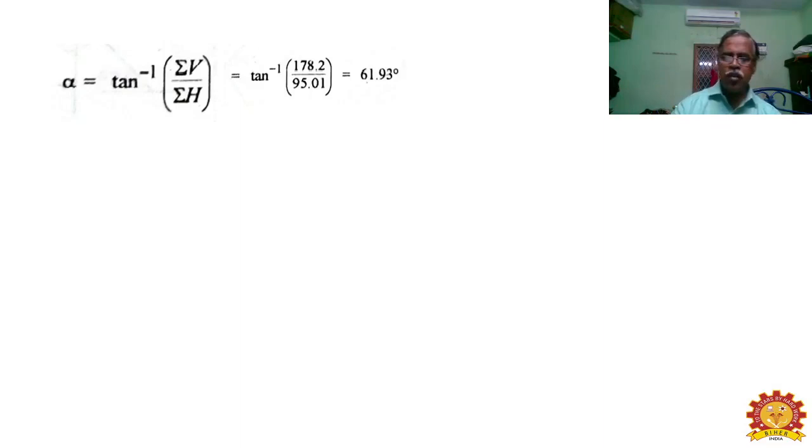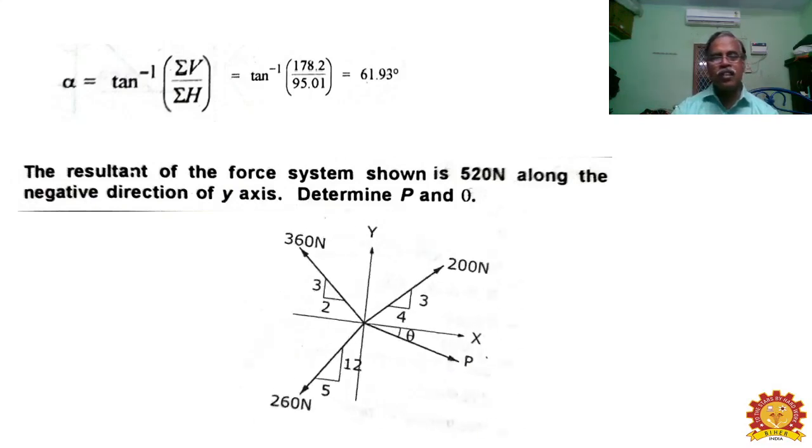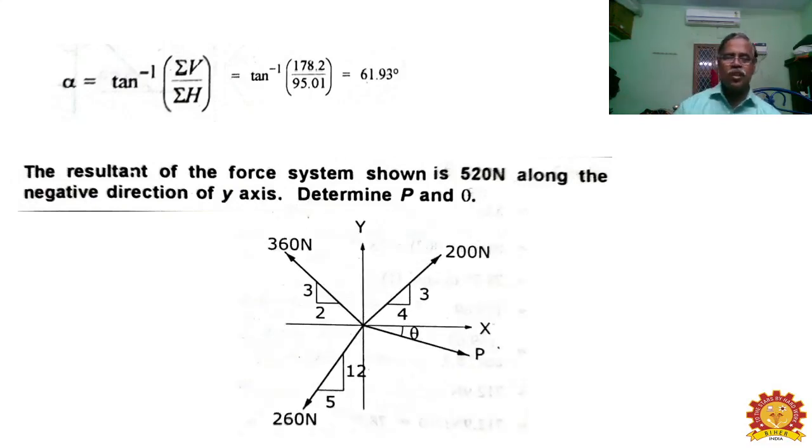Okay. Now let us go to a similar problem like what you have done now. Let us take an example. The resultant force of the system as shown in this is 5520 Newton along the negative direction on the y-axis. Determine P and Q. So all these are given here. The diagram will be given in your question itself. So a small change is there.